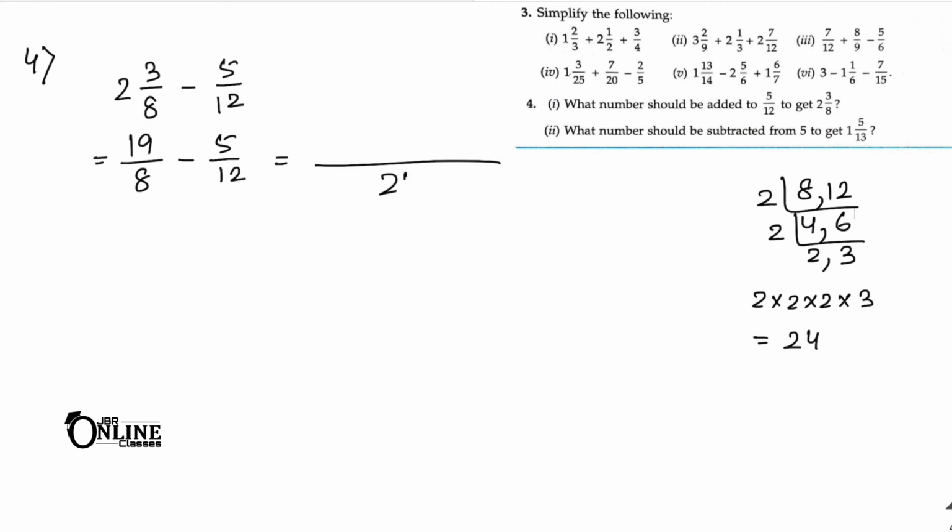So if 24 is the LCM, then 8 threes are 24. So 19 into 3, it's 57. Next 12 twos are 24, 5 twos are 10. So that equals 47 by 24. So if you convert it into a mixed fraction, you will get 1 whole 23 by 24 as your answer. Now here the last one, that is 4 2.